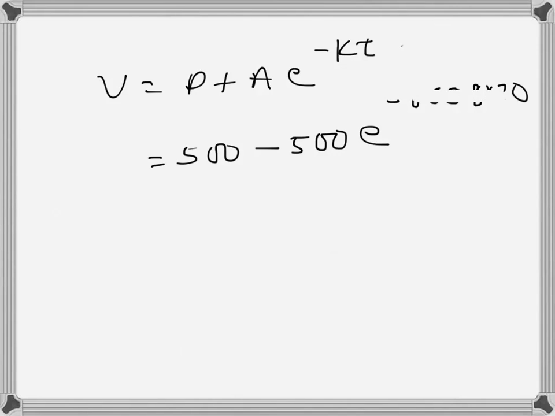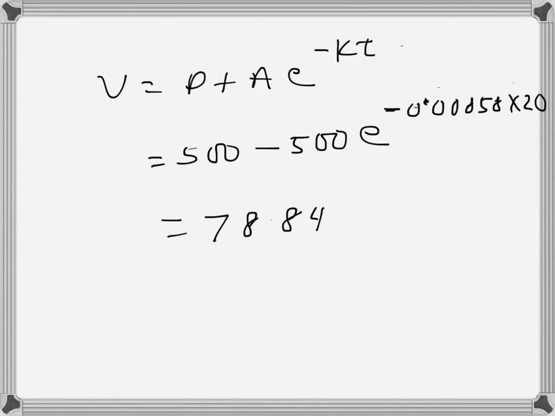So let's do this: negative 0.00858 times 20, and if we do this calculation in a calculator, we get something like 78.84 meters per second. That's the velocity after 20 seconds.